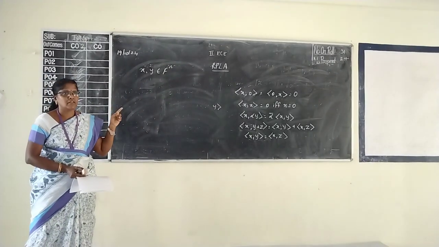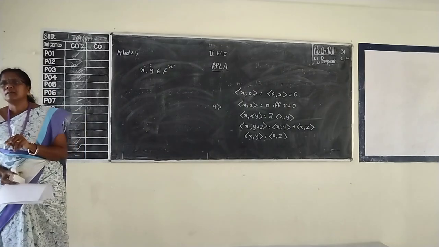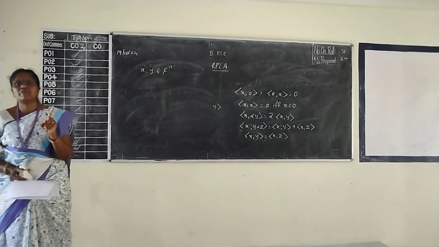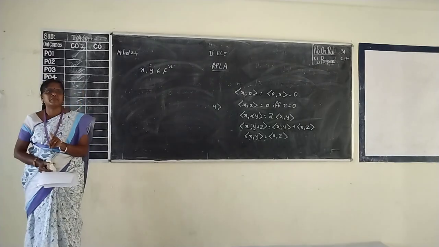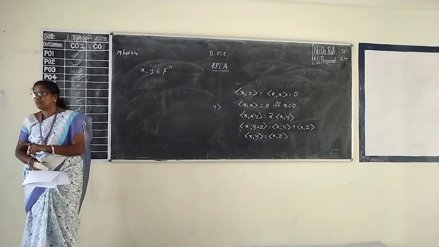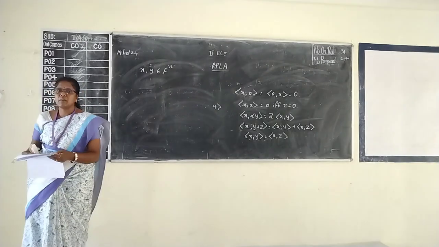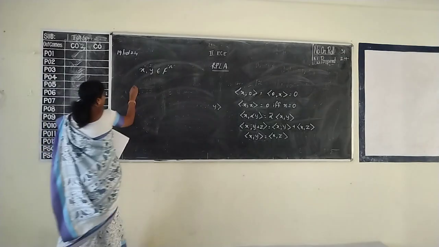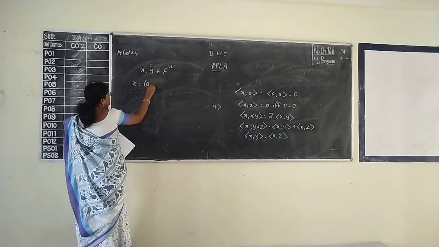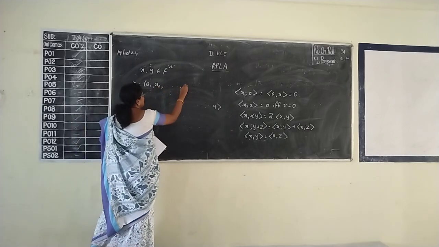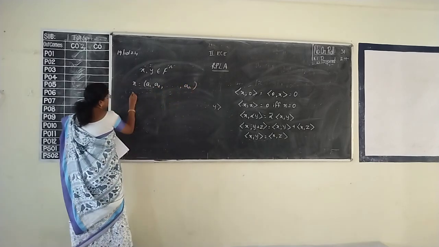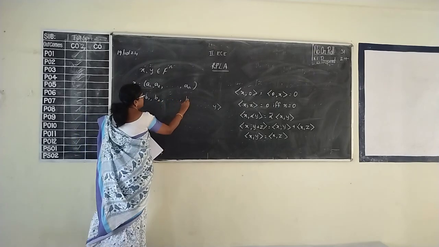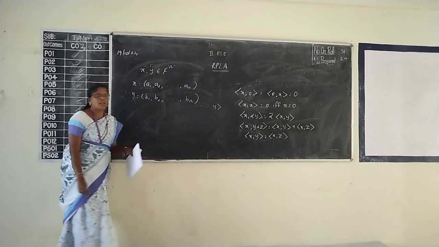So it is F power n. How many elements should be there? This is an n-ordered tuple. We are writing it for a general one. So F power n means the elements will be in the form of an n-ordered tuple. So x comma y belongs to F power n. Then x is equal to a1, a2, etc., an. y equal to b1, b2, etc., bn. N ordered elements.